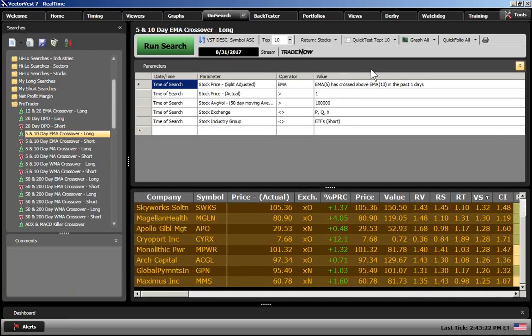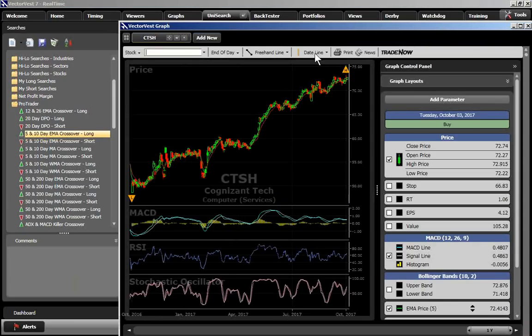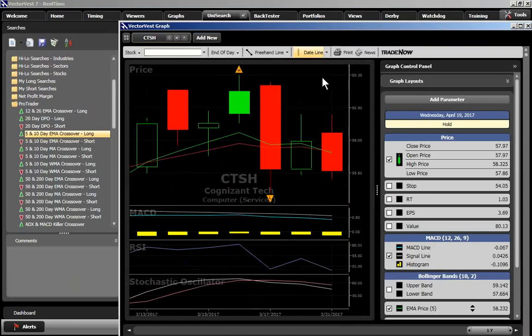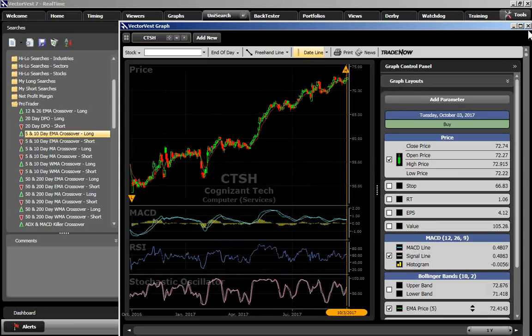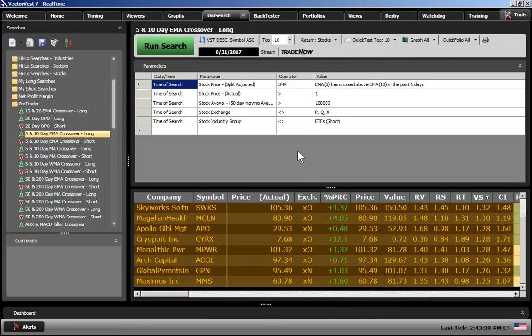How did you get the vertical line? Hold on a second. Let me go graph these. My vertical line is my date line. Instead of looking at crosshairs, I prefer to look at the date line. And that's what I did. Let me close that out. Let's go find another one.